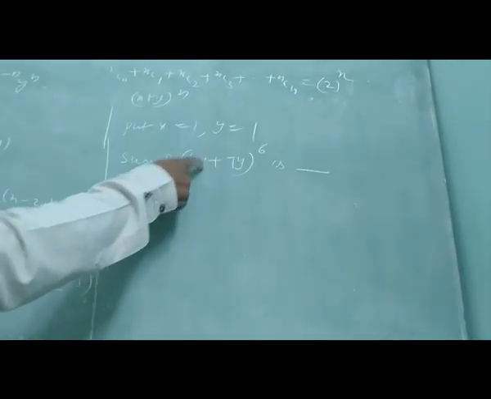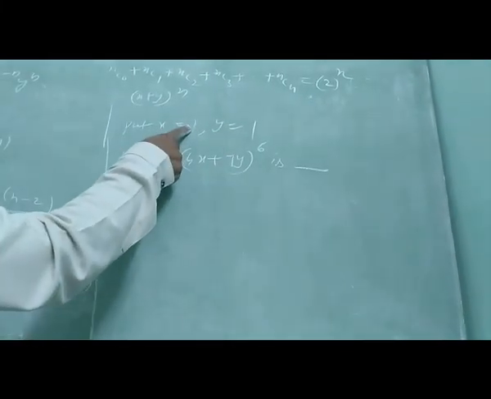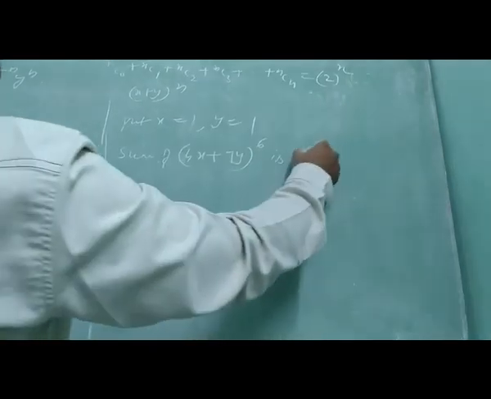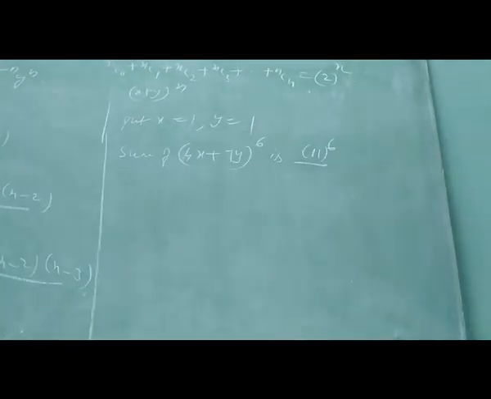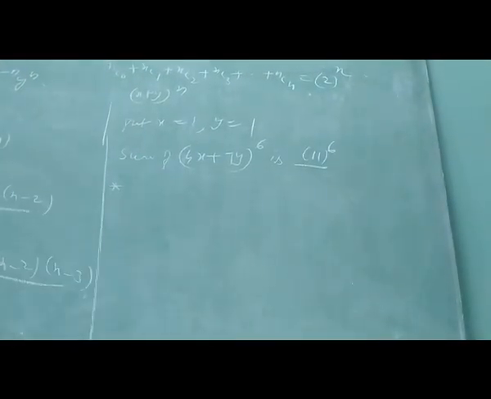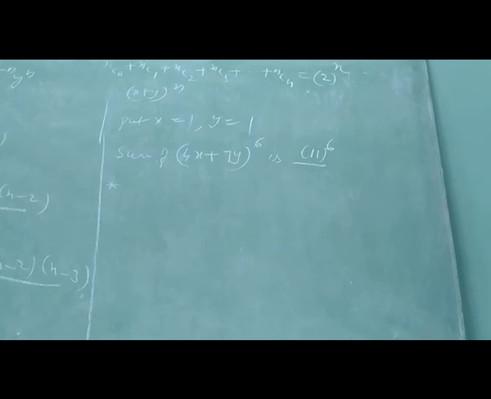Okay. Sum of the coefficients of 4x plus 7y whole to the power of 6 is: replace x is equal to 1, y is equal to 1. 4 ones are 4 plus 7 ones are 7. So 11 to the power of 6. Okay. And next one, how to find individual terms. We use r plus 1th term formula.